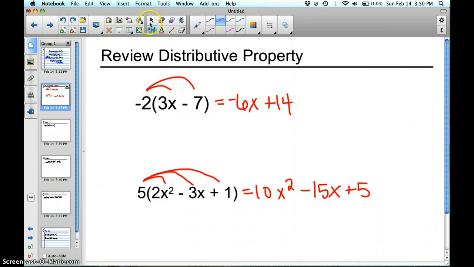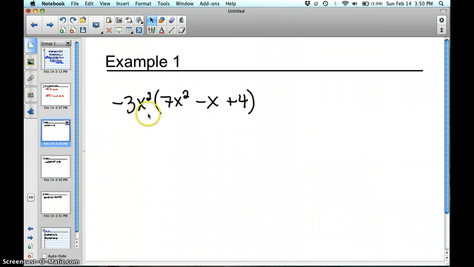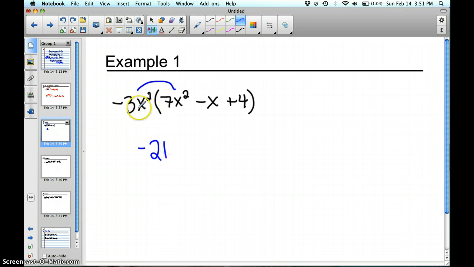So this is essentially what we're going to be doing. However, instead of just a number outside, we're going to have a term like 3x squared. So we're going to have to use some of the exponent rules that we have learned previously. I'm going to use the distributive property, and I'm going to do negative 3x squared times 7x squared. I'm going to multiply negative 3 times 7, which is going to give me a negative 21. And then x squared times x squared, if you remember from our rules, I'm going to add my exponents to give me x to the 4th power.